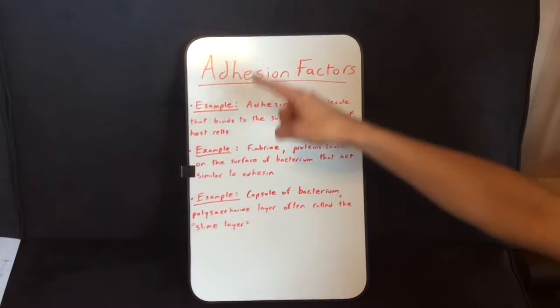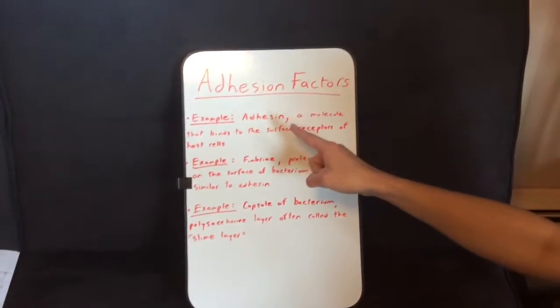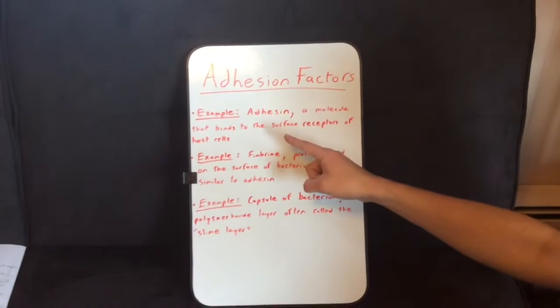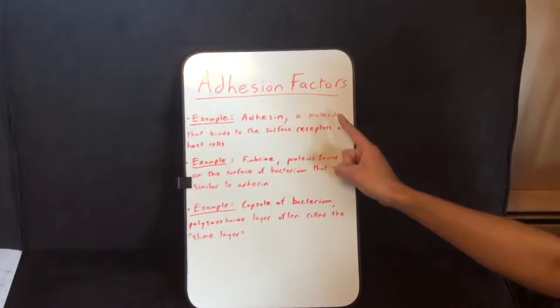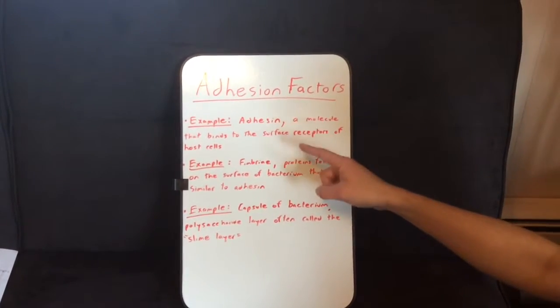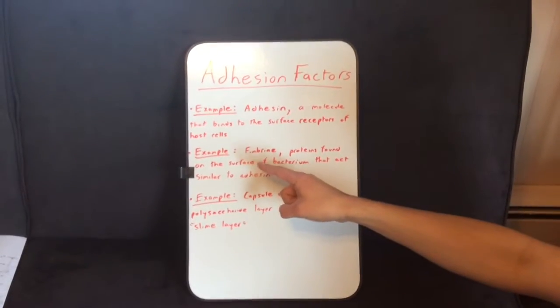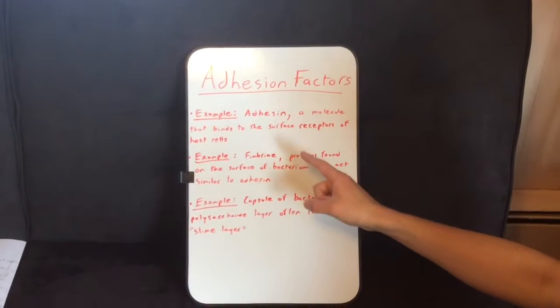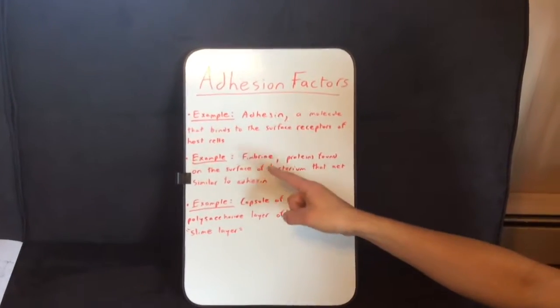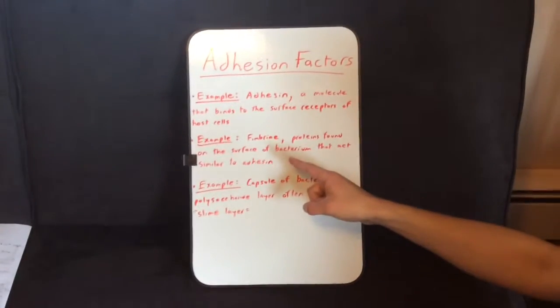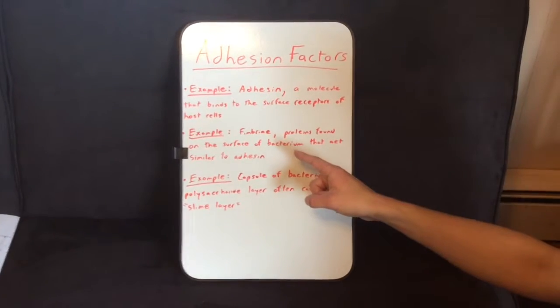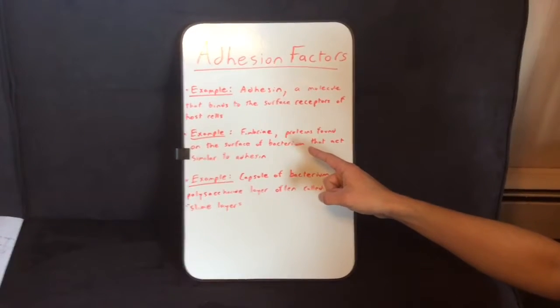One example of an adhesion factor is the molecule adhesin. This molecule binds to the surface receptors on host cells. This is an example of specific adherence. Another example of an adhesion factor are fimbriae. These are filamentous proteins found on the surface of bacterium. They act similarly to adhesin. This is another example of specific adherence.